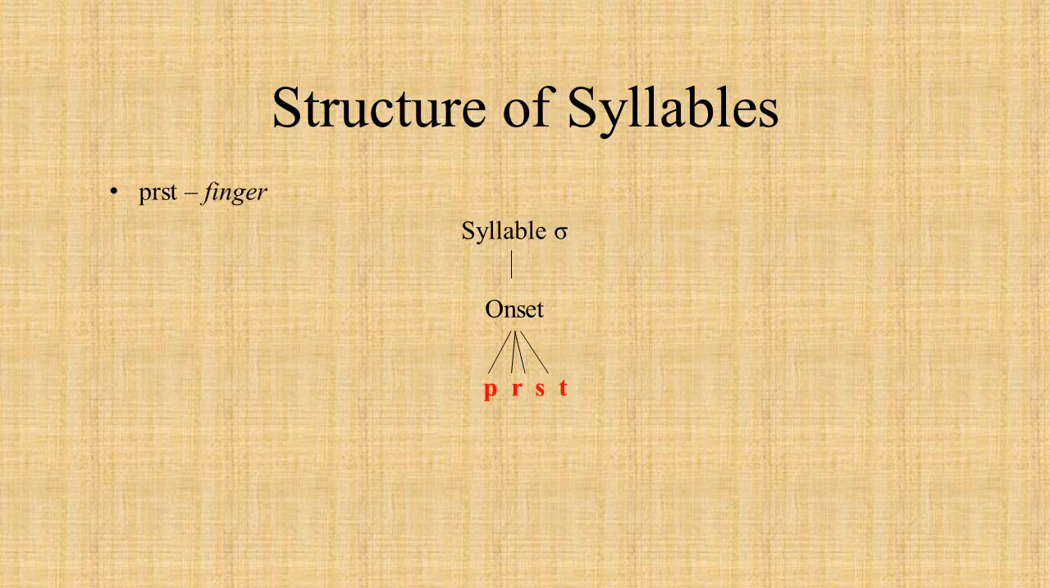Also the words prst, which is finger in English, krv, the word for blood, and smrt, which means death, do not have vowels. This phenomenon does not occur in the English language.